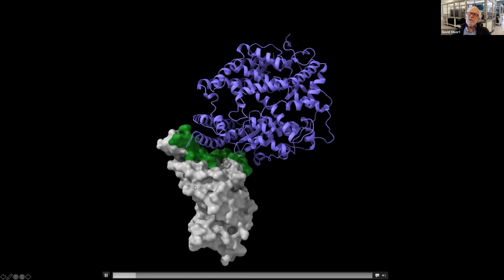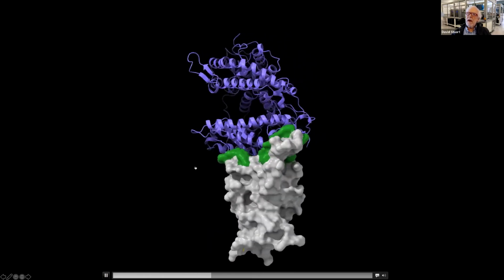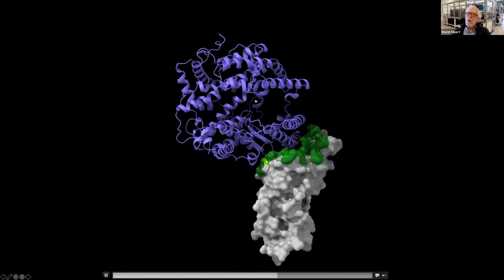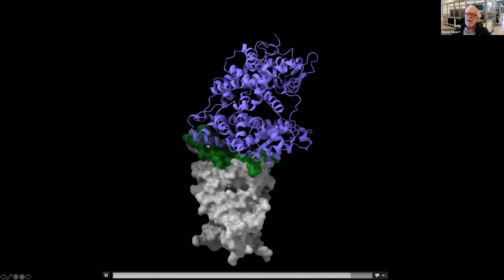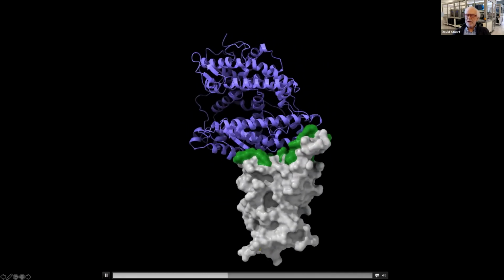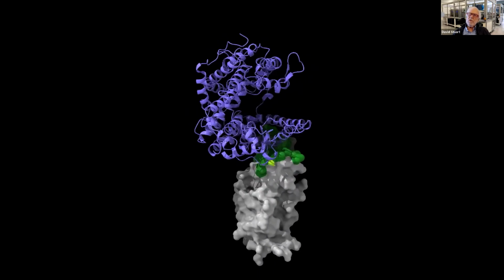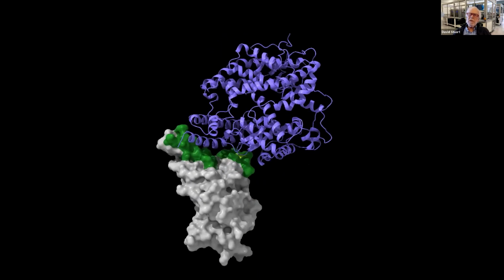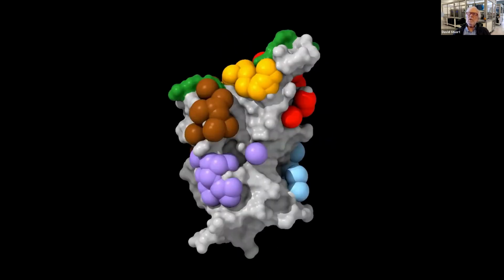So this is now the receptor binding domain. And this is just to show where ACE2 in purple binds. The green bit is the occluded surface on the receptor binding domain. So that's the sort of the action bit of the molecule.